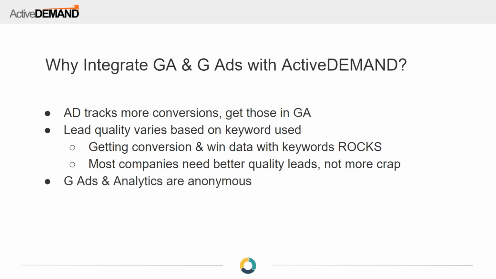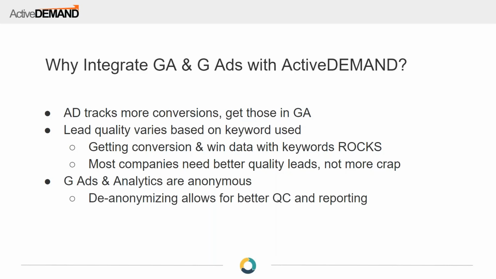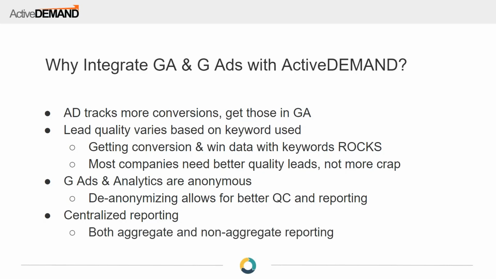Google Ads and Google Analytics are anonymous, and that can hurt when trying to track things back. When things are not anonymous, it's better for QC and reporting, and I'll show you some of that a little bit later on. You can also centralize reporting, so you can have ActiveDEMAND's reporting alongside Google Analytics. You can have aggregate and non-aggregate reporting right next to each other, which is really nice. And then the last point I had here is tracking AD landing pages inside Google Analytics.